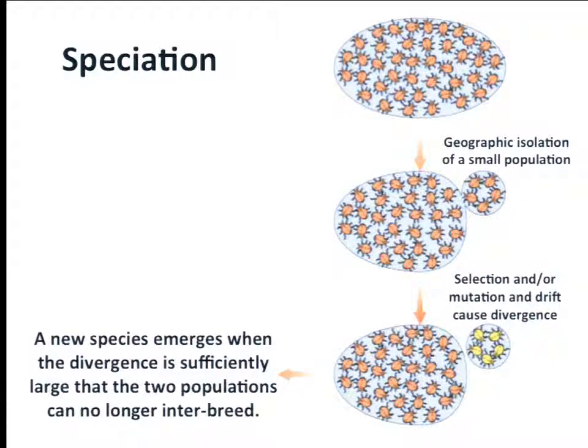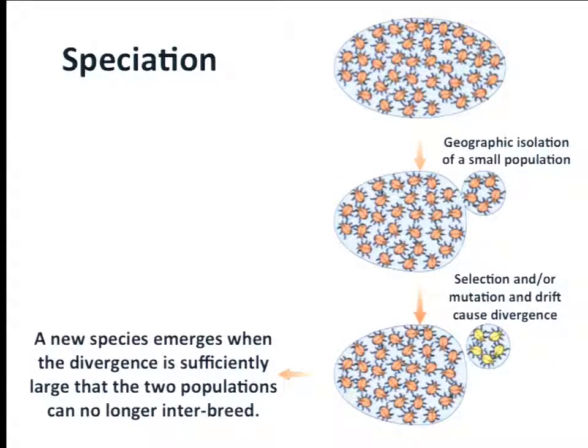I should have put some slides in, but imagine pigeons in Africa, and then some of those pigeons get blown off to Mauritius, and after a while they become the dodo. Really big, huge beak, can't fly anymore, and then they can't interbreed back again, even if some pigeons got blown over. So a new species emerges when the divergence is sufficiently large that the two populations can no longer interbreed.